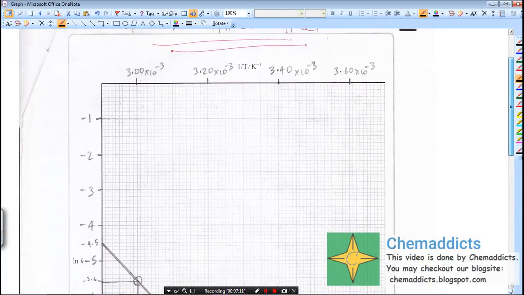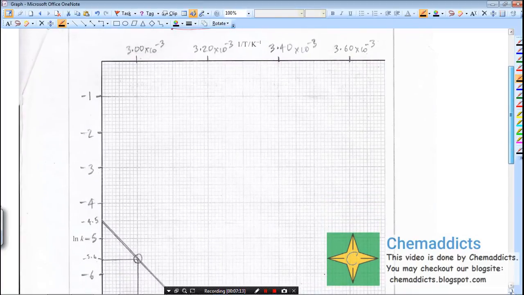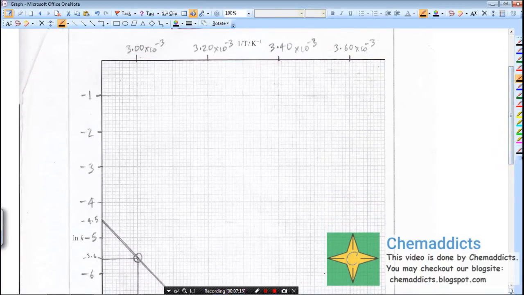Let us first examine these values over here. In here the scaling is correct. For scaling the student has achieved the mark. The scaling is definitely correct.